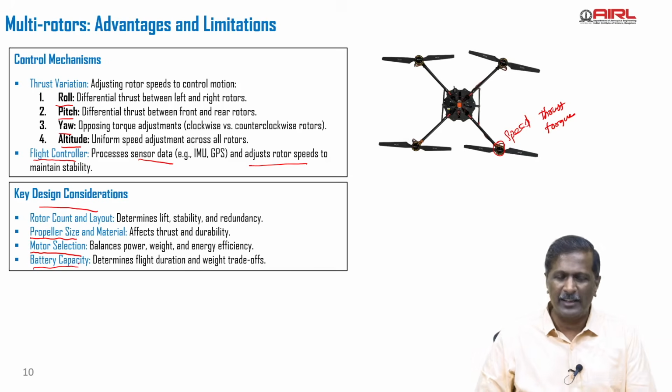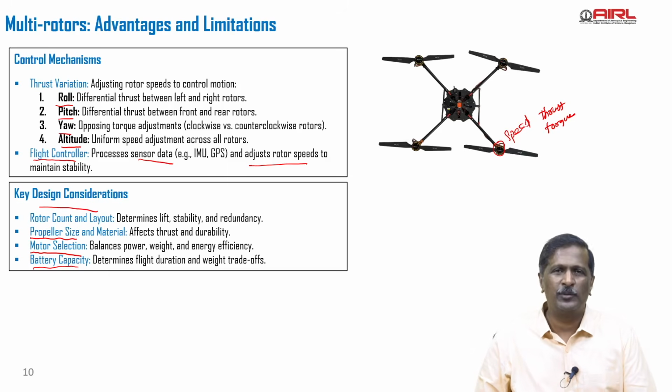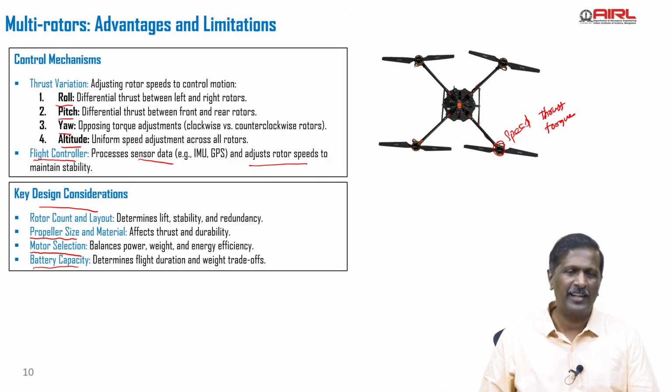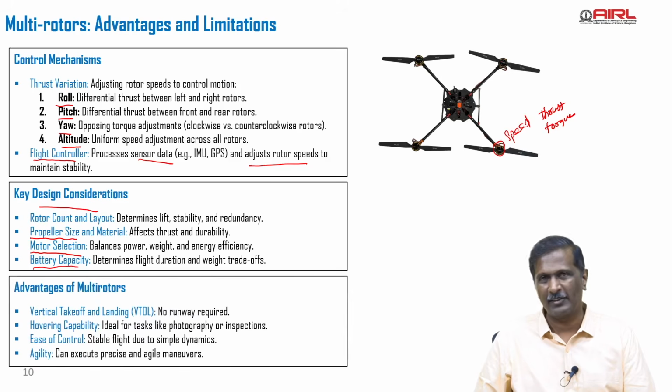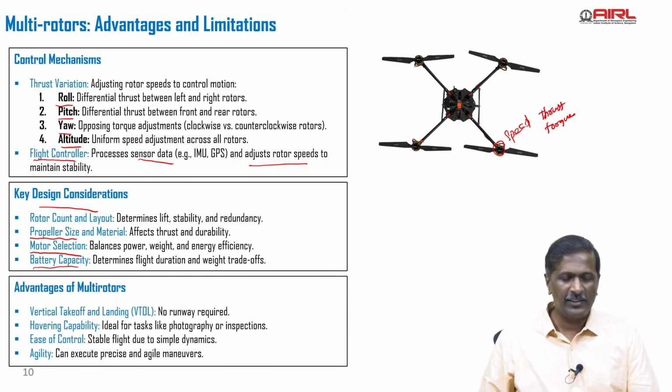Okay, so it determines the duration, it determines a weight trade-off, right? So you have to fly longer, you need to have more power. More power means more batteries. Batteries will increase the weight, and we need to take all these aspects into account when we are designing the aircraft. What is the advantage?